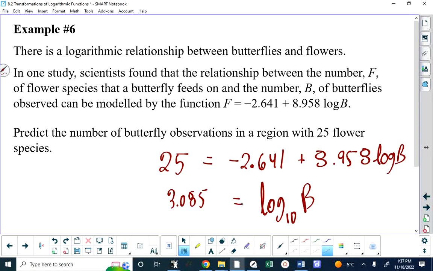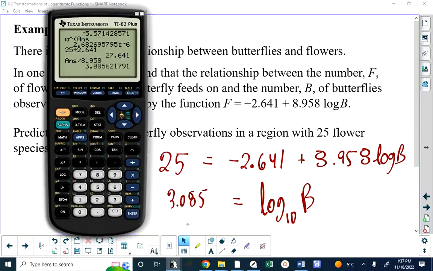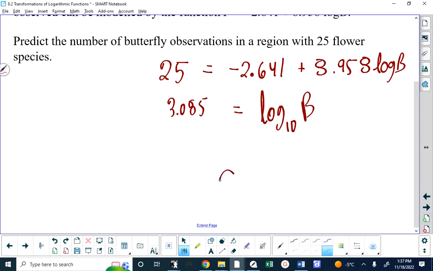So 10 raised to that number. Now, you can't have part of a butterfly. Well, I guess that's not true. You could have part of a butterfly. But, you know, what we're talking about here is an estimate. So if you saw this on an exam, it might say rounded to the nearest 100. So you would say 1,200. We'll worry about that when the time comes. I'm just going to round to the nearest butterfly and say approximately 1,218 butterflies.